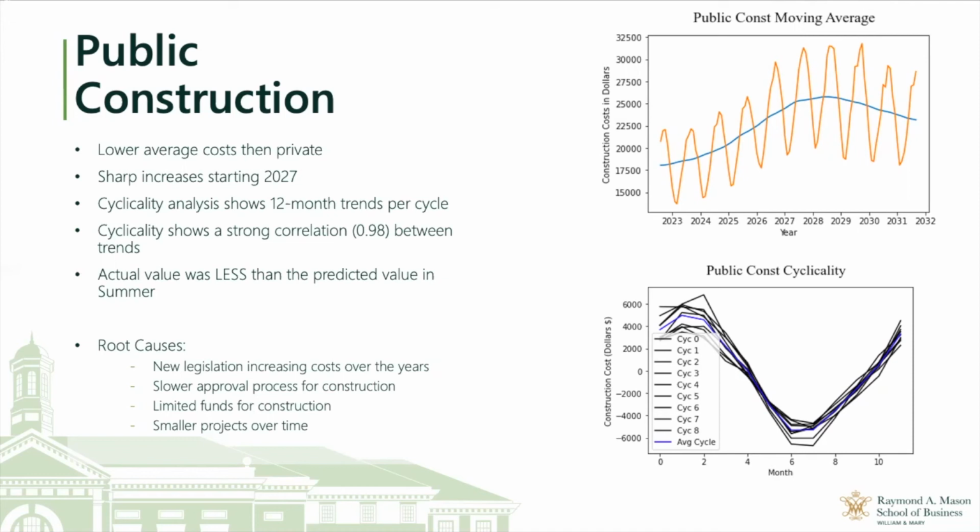Another item on the list here is limited funds for construction. That may be due to limited costs within the government and things that maybe were not allocated towards public construction. Lastly, smaller projects over time. It's possible that the public sector just didn't have as many large projects in the pipeline, which therefore caused that decrease or the smaller value in the earlier months. But once they were able to pick up the speed, you'll see that increase moving on from 2027.